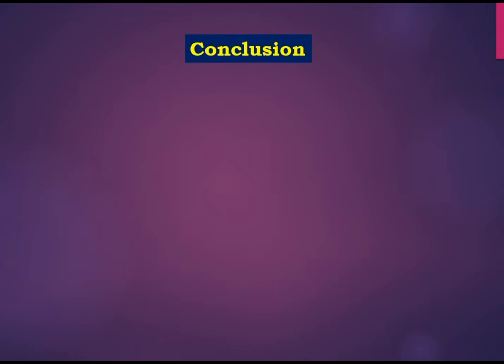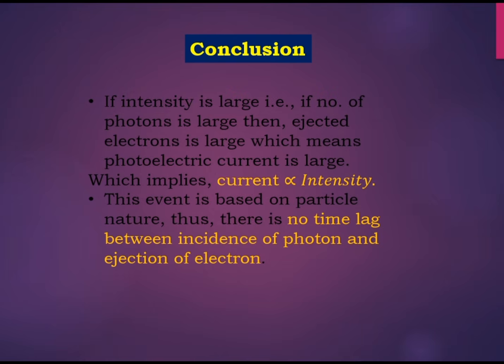Now let us conclude. Whatever happened in this photoelectric effect, let us conclude it. What is the conclusion of this experiment? If the intensity is large, what does this mean? That the number of incident photons is large, then the electrons ejected will also be large, which means that the photoelectric current is also large. This implies that the photoelectric current is directly proportional to the intensity of the light we are using.